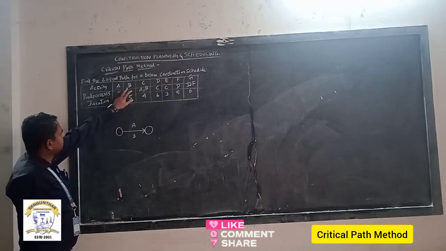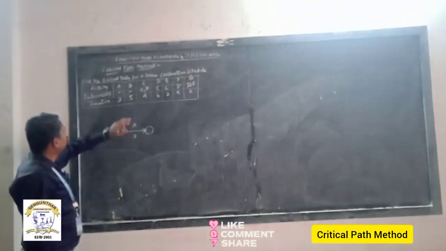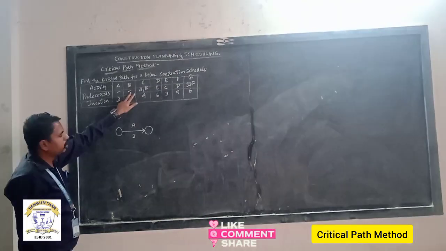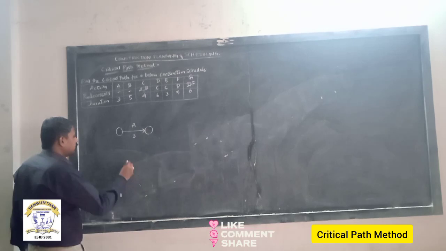What is the second activity? The second activity is B. For B, is there any preceding activity? Preceding means before the activity. There is no preceding activity.